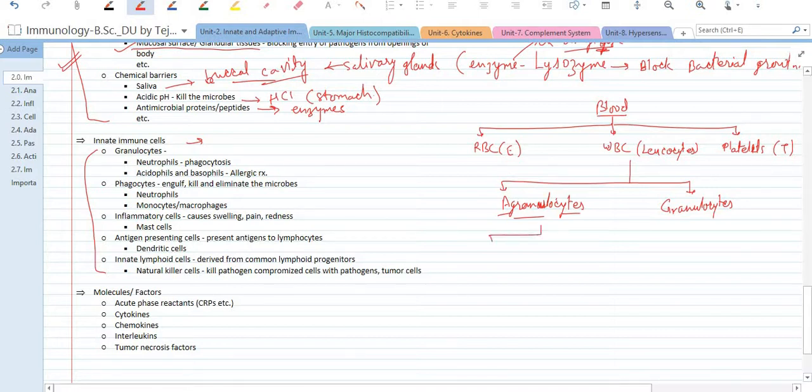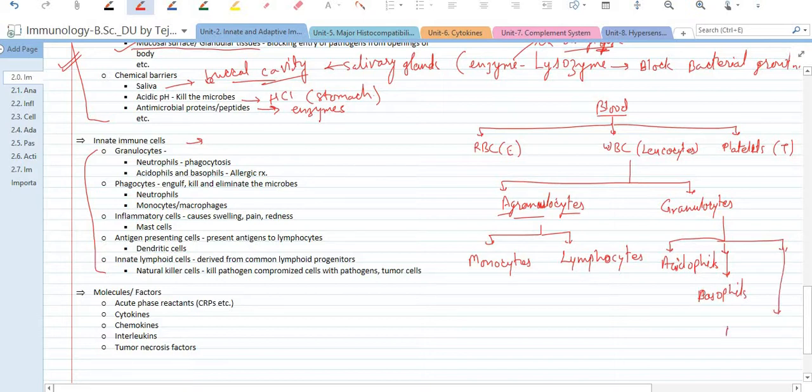Agranulocytes have two types again: monocytes and lymphocytes. But granulocytes have three different types: acidophils, basophils, and the third one is neutrophils.